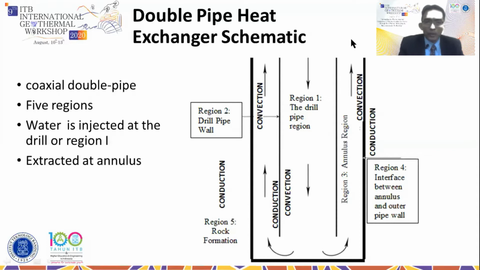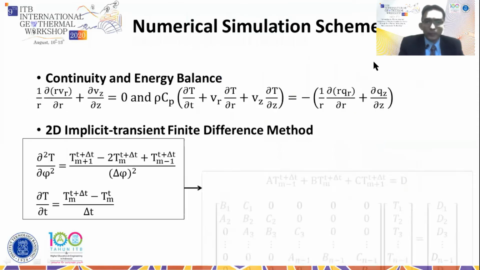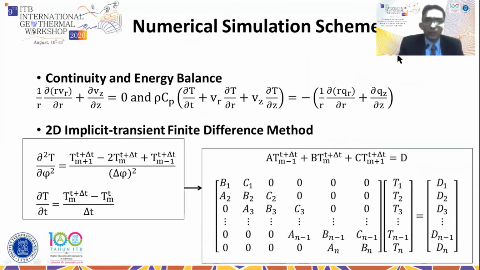The water is injected at region 1, the drill pipe, down to the bottom of the well, and then goes up and is extracted through the annulus. And this is the numerical simulation scheme that we use.